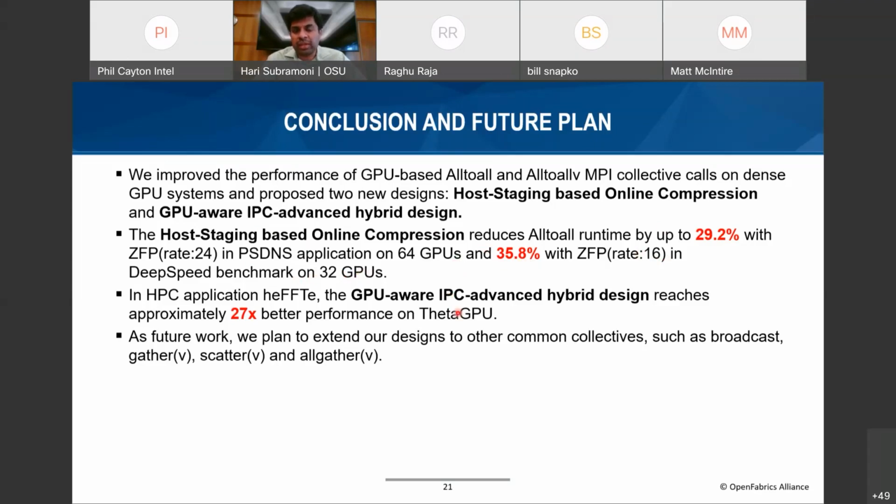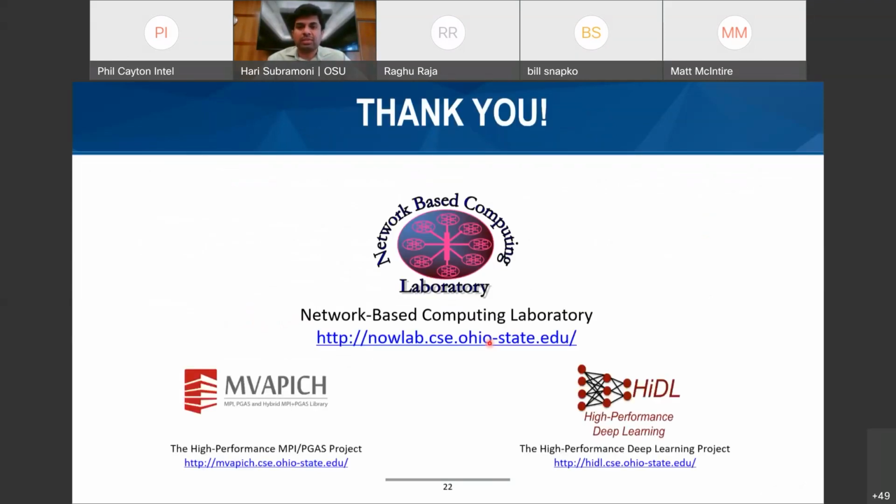The GPU-aware IPC-based designs were able to significantly outperform the existing state-of-the-art approaches by almost a factor of 27 on the DGX2 Theta GPU systems. As future work, we plan to extend our designs to other common collectives, such as Broadcast, Gatherv, Scatterv, and Allgatherv. Thanks for your time and patient listening.